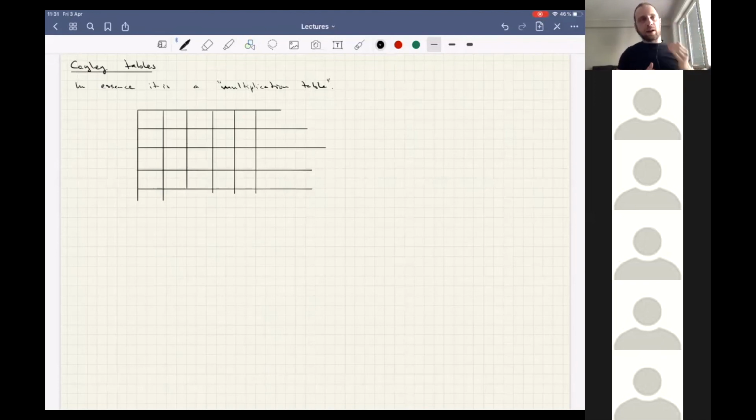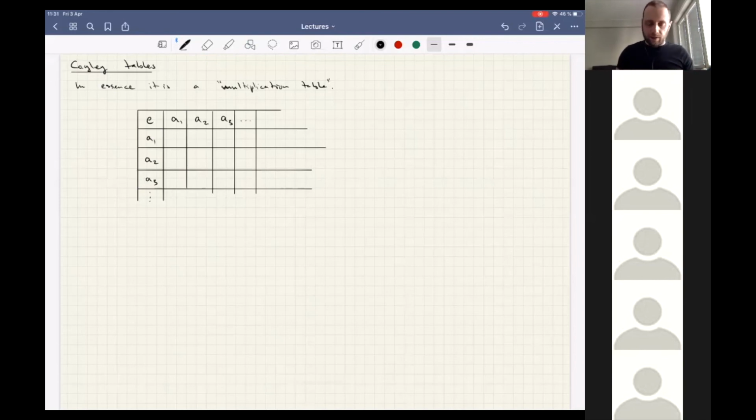And then in the first row and the first column, we're going to place all of our group elements. We're going to start with the identity, so we're going to write the identity here. And then we start writing the different group elements. Since it's a discrete group, it's countable. So I write A1, A2, A3, and so on. And I do the same thing in the first row, column, sorry. So A1, A2, A3, and so on.